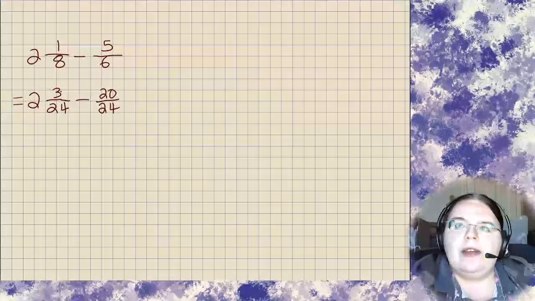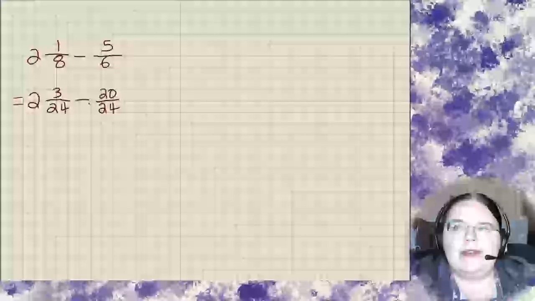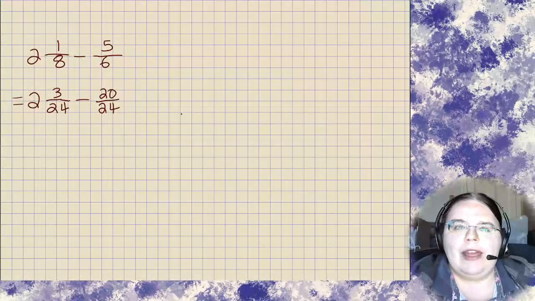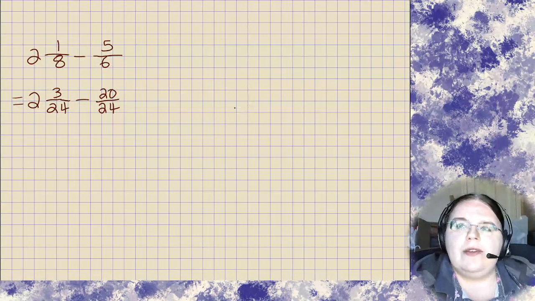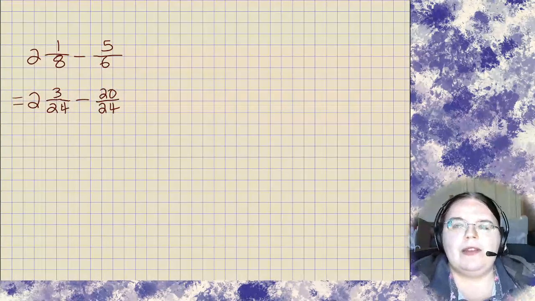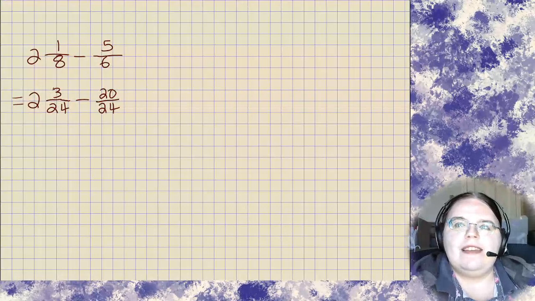Now the next thing you run into is that 3 minus 20 would be negative, and we don't want to have a whole number and a negative fraction. That would not be good. So what I'm going to do here is basically borrow, and what I want you to think about here is cutting up another pizza.